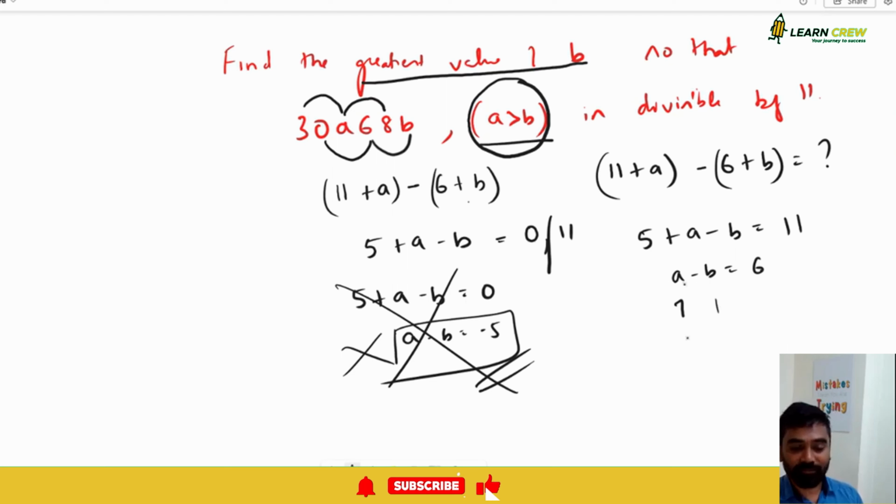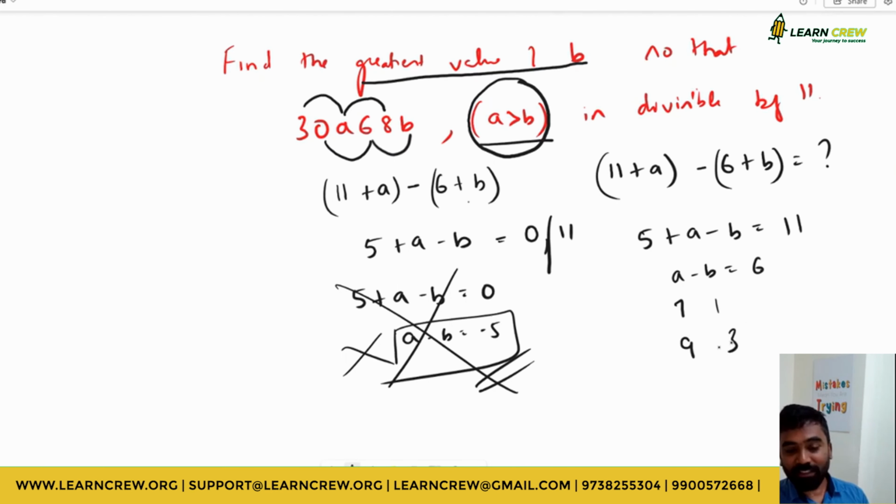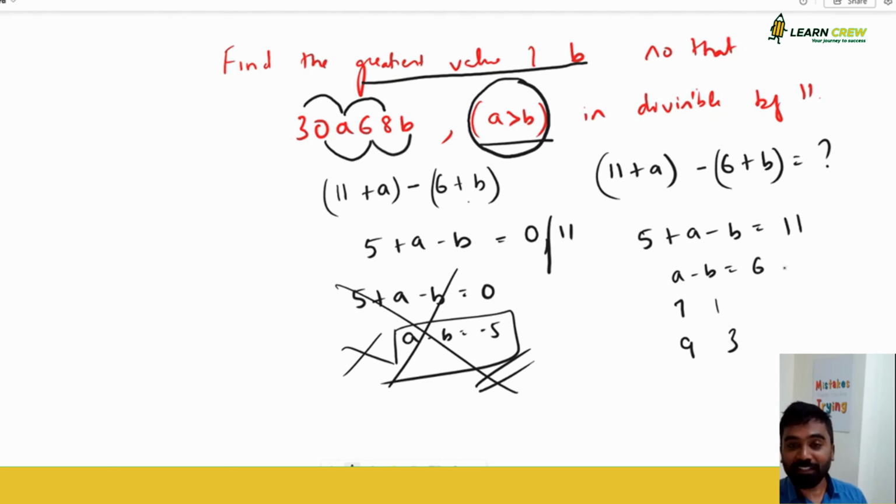But if I increase A and I make it 9, the maximum value, the B value is going to be 3. This is the greatest value of B for which you can get the answer 6.